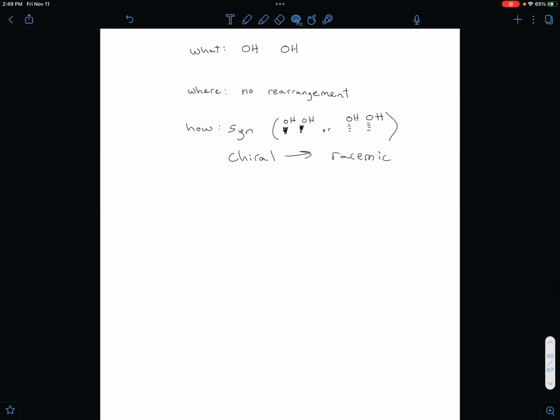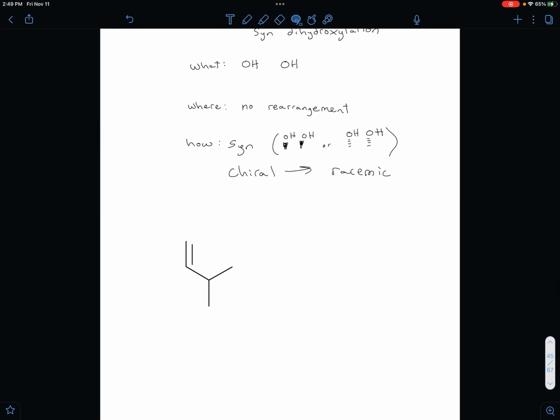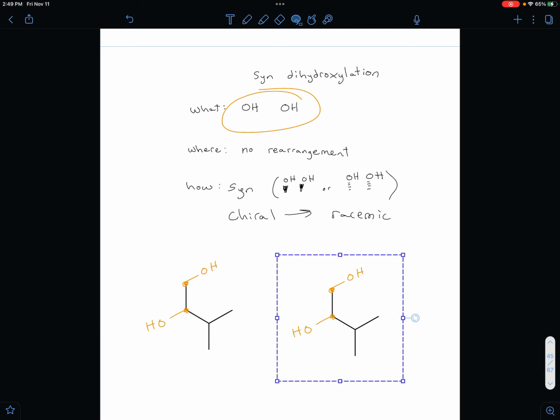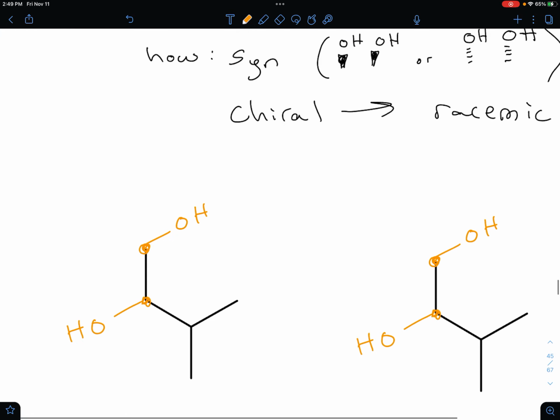So you would take your molecule and you'd look at the 2 carbons in the double bond. That's because there's no rearrangement. That's where you're adding your 2 OHs. As you add them, you use up those pi electrons, so that pi bond won't be there anymore. And because we have a chiral center here, we need to draw both enantiomers. Our chiral center is this carbon right here. So we'll draw both enantiomers.